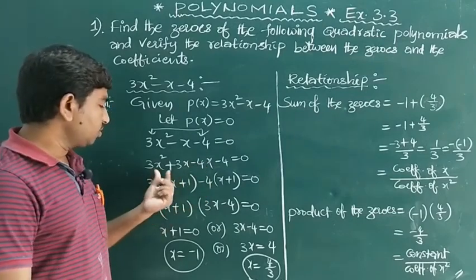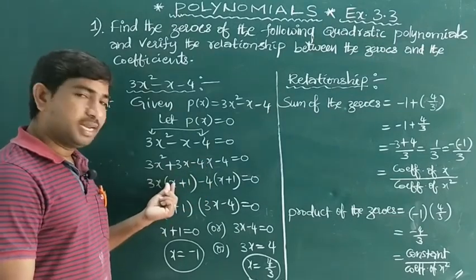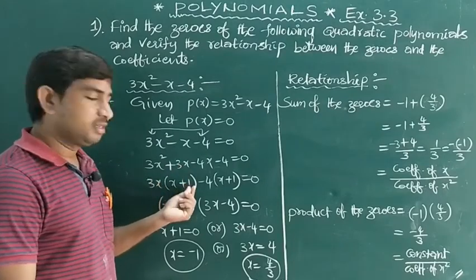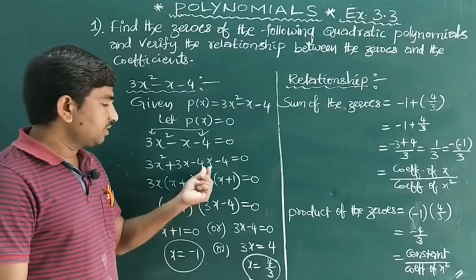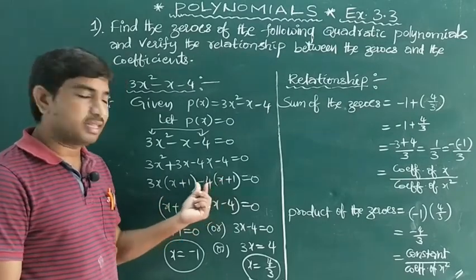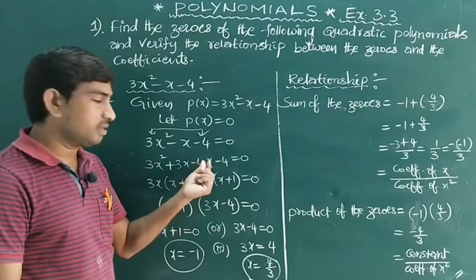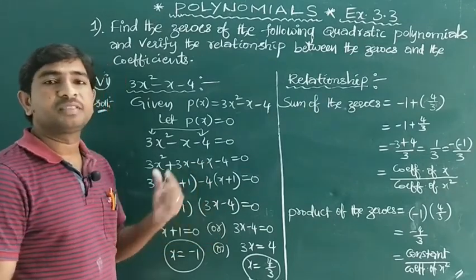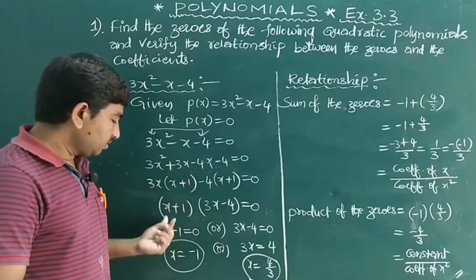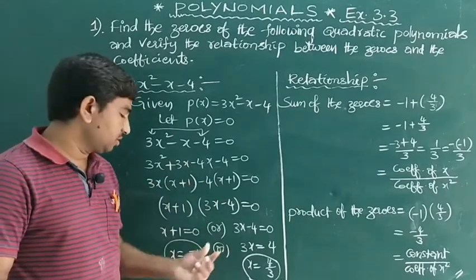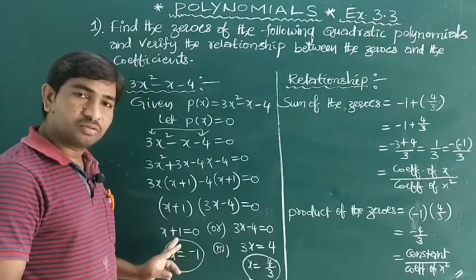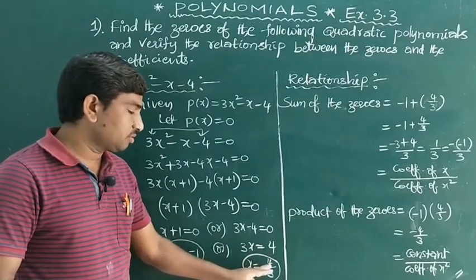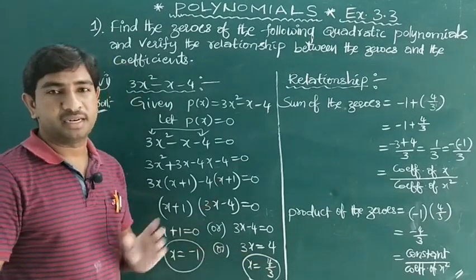So from these two, 3x we will take common, so x will be left, plus we have already taken 3x common, so only one term remains. Then, to get the same factor in the other bracket, we need to take minus 4 common. So x plus 1 and 3x minus 4 are the two factors. So x plus 1 is equal to 0 or 3x minus 4 is equal to 0. So x is equal to minus 1 or 3x is equal to 4, x is equal to 4 by 3. These two are the required zeros.